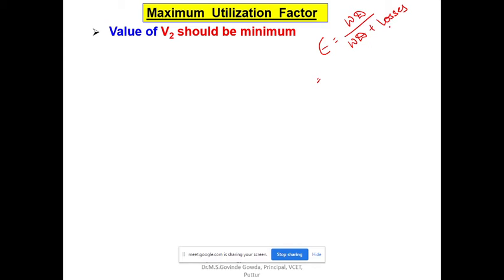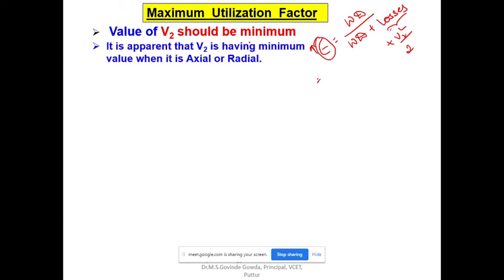Total available energy includes losses also. What are these losses? Basically, it is V2 square by 2, correct? So this is the loss in kinetic energy. For the maximum utilization factor, the losses have to be minimum. Yes or no? So the value of V2 should be minimum. That is the first case here. If V2 has minimum value, then it has to be axial or radial.